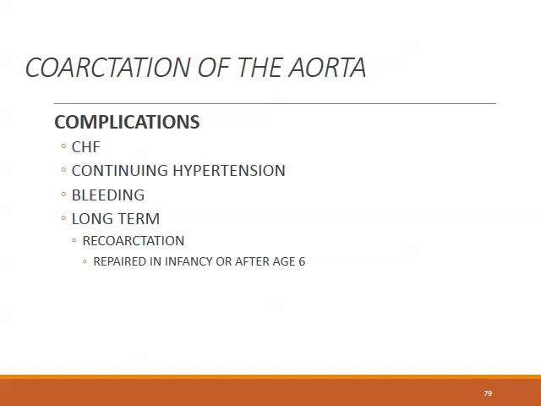The complications you can see from coarctation of the aorta: CHF, continuing hypertension, bleeding. Long term, it could have recoarctation and repair, especially if it's repaired in infancy or after the age of 6.